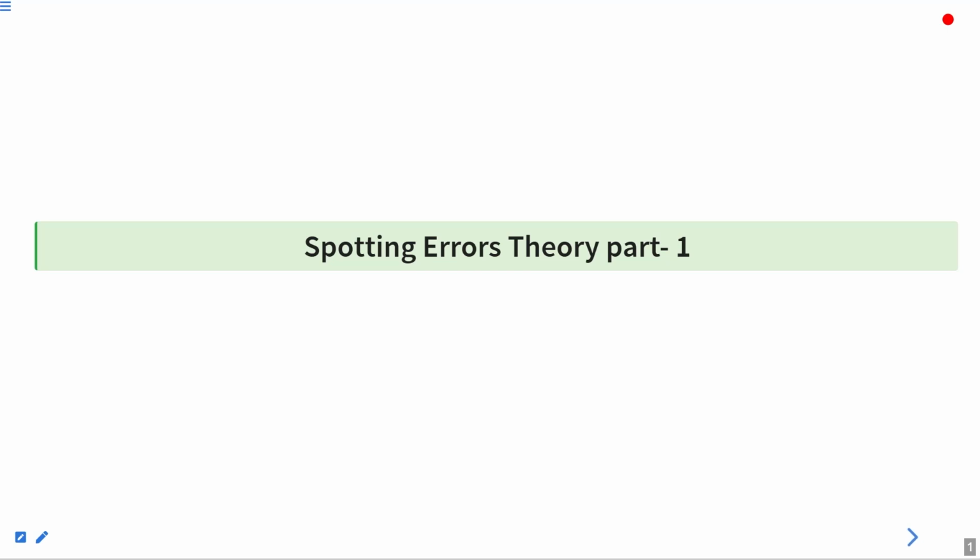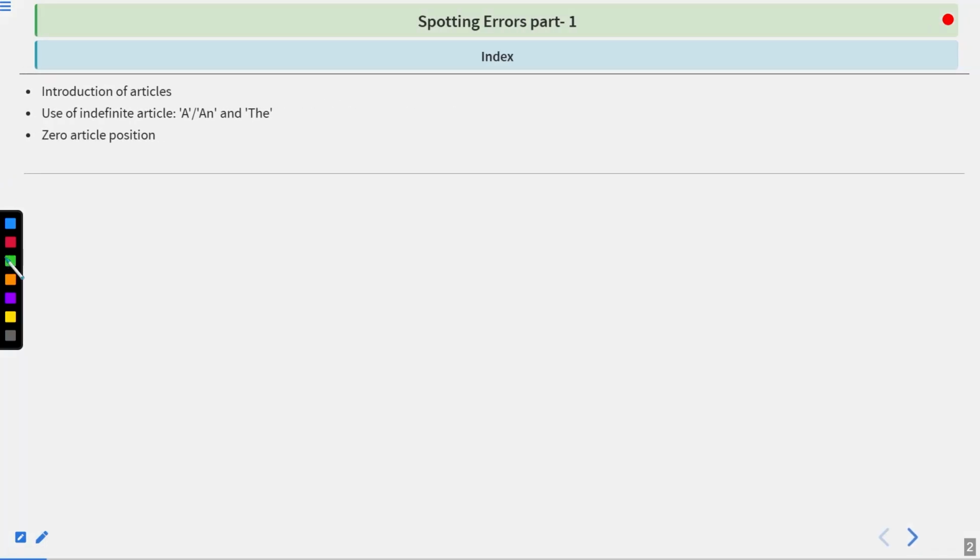Hello everyone, in today's session we are going to discuss spotting errors theory part 1. So let's begin. First of all, the index: introduction of articles, use of indefinite article a, an and the, zero article position as well.